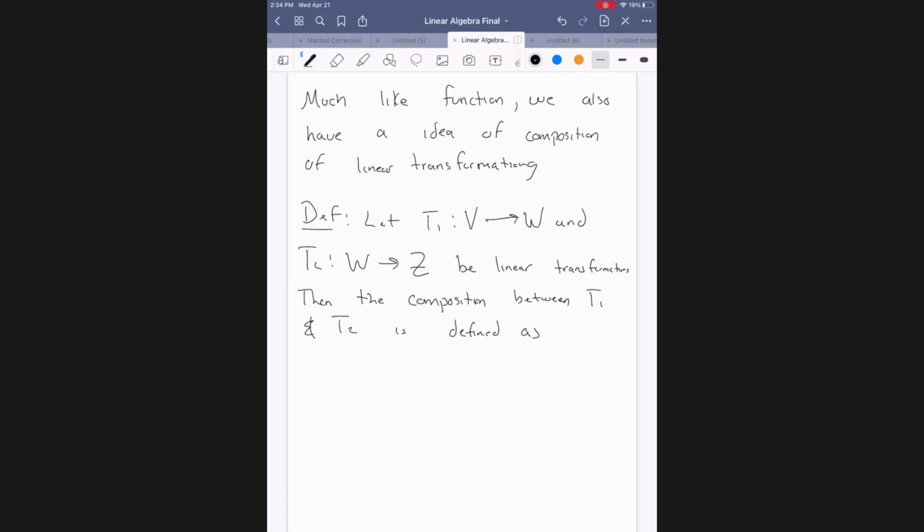So T1 goes there. Okay, so T2 composed with T1 at a vector V is just simply going to be T2 evaluated at T1 of V. Okay, so this is called the composition of two linear transformations.